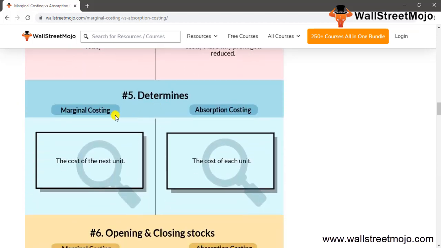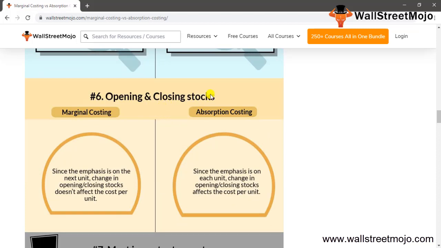What exactly does it determine? Marginal costing determines the cost of the next unit, and absorption costing determines the cost of each unit. What is the difference between marginal and absorption when it comes to opening and closing stocks? Since the emphasis is on the next unit, change in opening and closing stock doesn't affect the cost per unit, because we are talking about the next one. Here emphasis is on each unit, so the change in opening and closing stock affects the cost per unit.